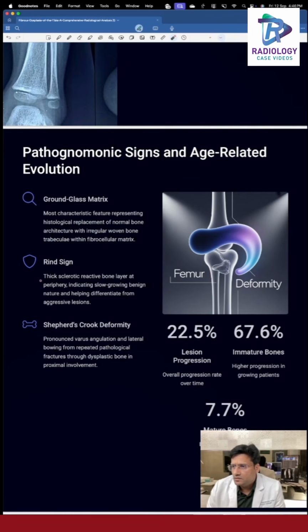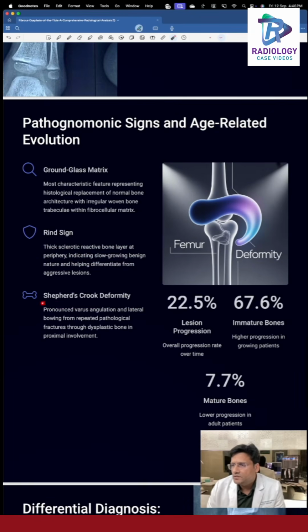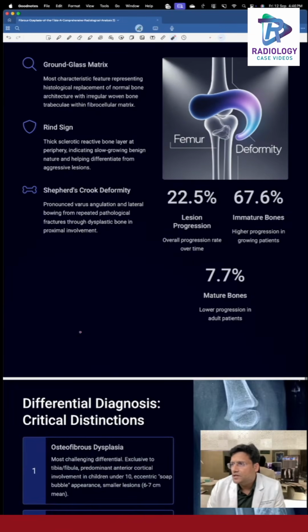The rind sign is the thickened sclerotic reactive layer of the bone in the periphery, which in our case we were able to appreciate. And the last one is the deformity. Pronounced varus angulation is called Shepherd's crook deformity. So multiple deformities can also occur.